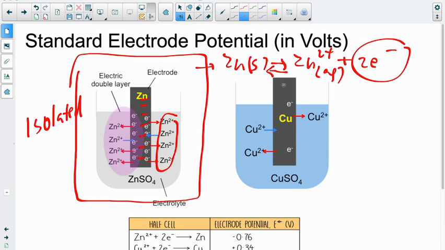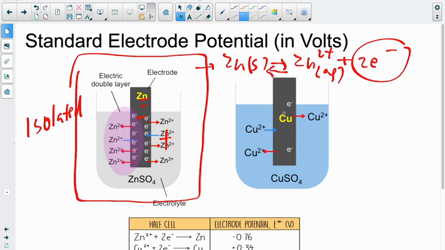Now, once this happens, we have a net positive charge inside the solution because of the zinc 2+ ions, and we have a net negative charge on the surface of the metal. And because we have a charge separation, now we have a voltage or a potential difference across the surface of this electrode. And that's essentially what those numbers measure.